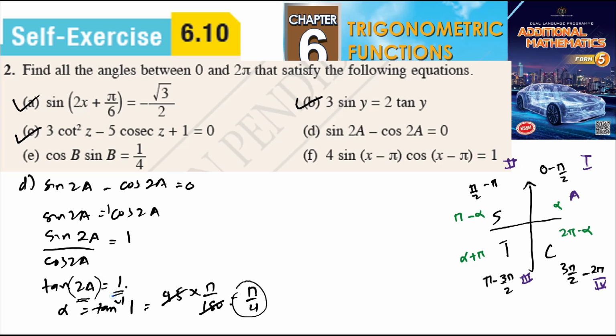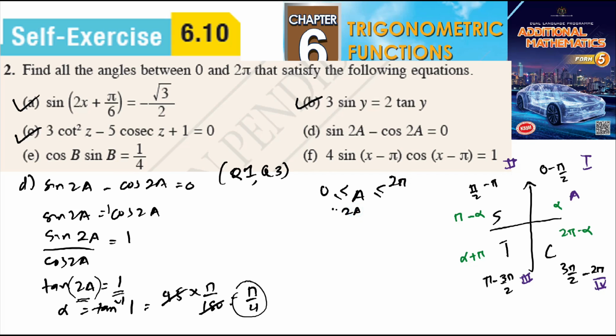So tangent is positive. If you see from here, it's positive at quadrant 1, and you see at quadrant 3. It is positive at quadrant 1 and quadrant 3. So this one is 2a. Okay, you see here, the angle is 2a. So the angle, find the angle between 0 and 2 pi. This one is the normal angle. So we know that a is in between 0 and 2 pi.